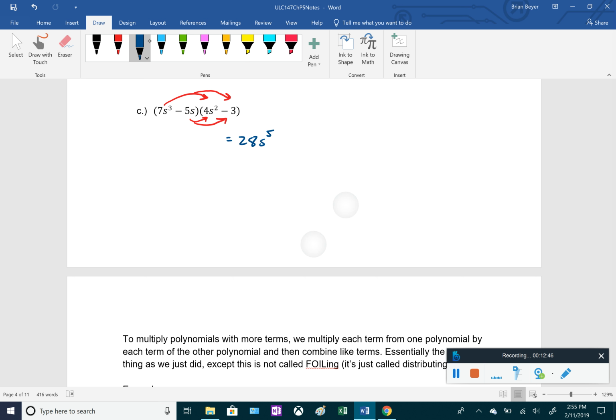7s cubed times negative 3, that's minus 21s cubed. Negative 5s times 4s squared, negative 20s cubed. Negative 5s times negative 3 is plus 15s. Combine those two middle terms again, we get 28s to the 5th minus 41s cubed after we combine like terms, plus that 15s, and we're done.